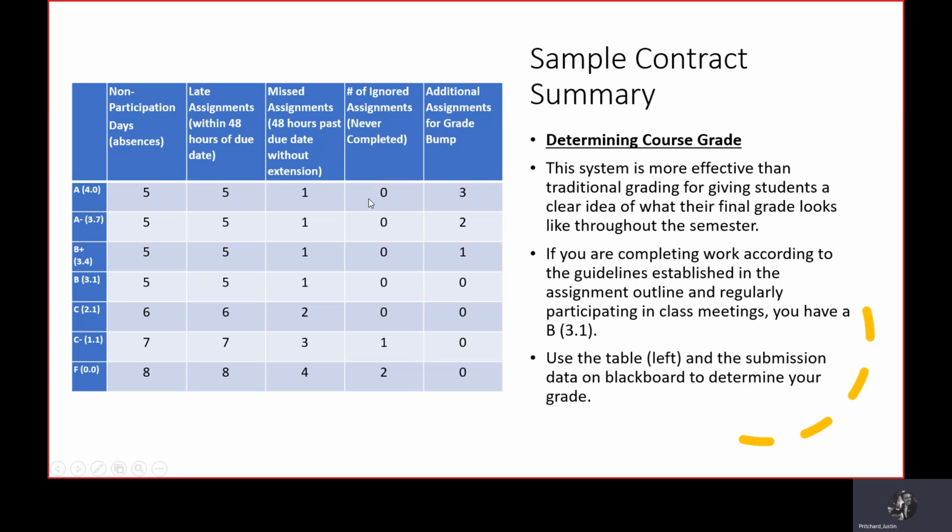Same thing with ignored assignments. If you've ignored assignments, there's going to be gaps in your understanding about concepts. It's going to be very difficult for you to complete the course if you've ignored assignments. And as a matter of fact, there's no way to achieve a grade above a C- if you've ignored any of the assignments in the class. And then once you've met that contracted grade of a B, if you want to do additional assignments for a grade bump, those are outlined as well.